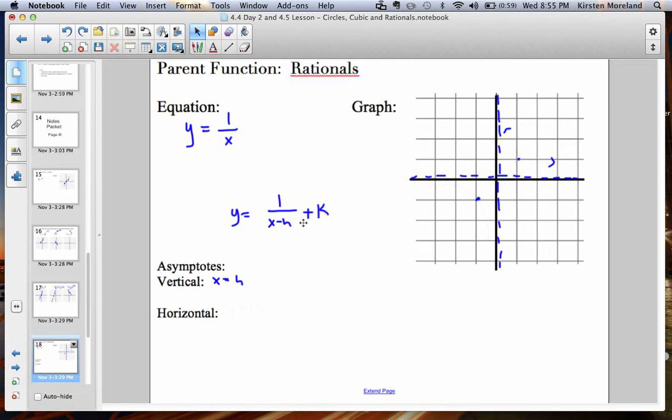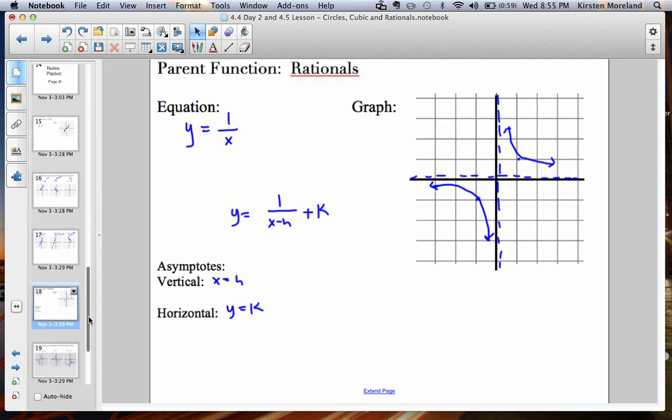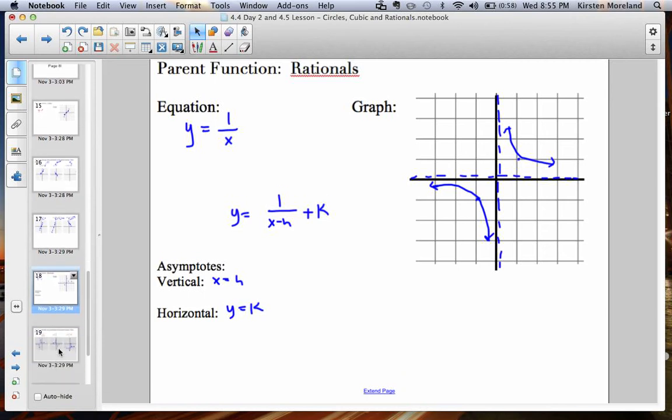The h is our left and right, so that's our vertical asymptote, shifting left and right. The horizontal is y equals k, that's shifting it up and down. So you can see I've already graphed my asymptotes at 0, 0, and 0. And you're going to get one portion of the graph in the upper right corner and one portion in the lower left. So you got 2 pieces for this graph, and those asymptotes mean it can never cross over.